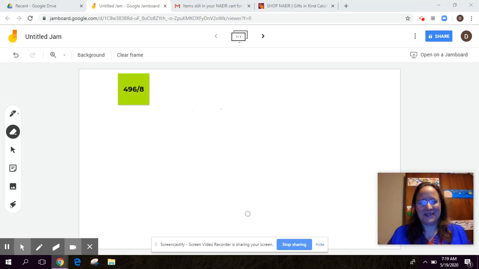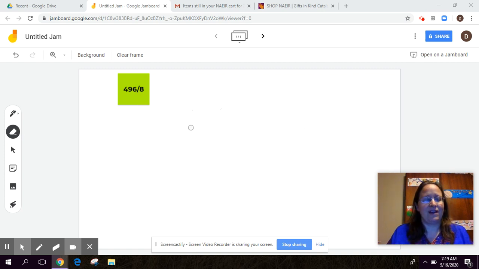Hello, boys and girls. It's Mrs. Vernetti here, and I am looking at a division expression. It says 496 divided by 8. I know that it's not the typical divided by sign, but when you're on a computer, that slash actually serves as a division sign.